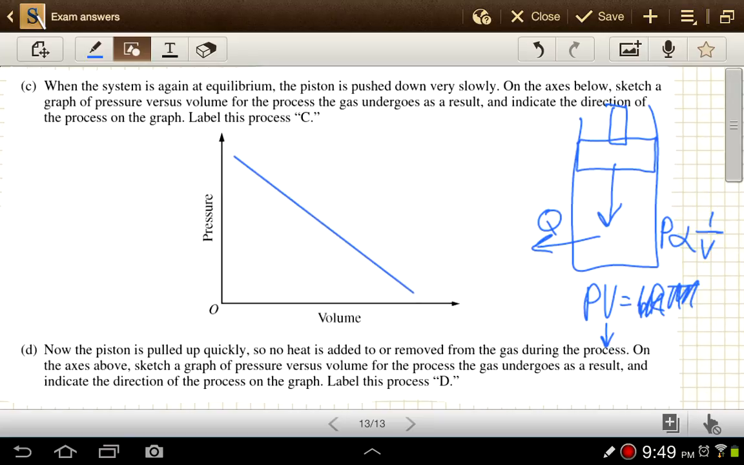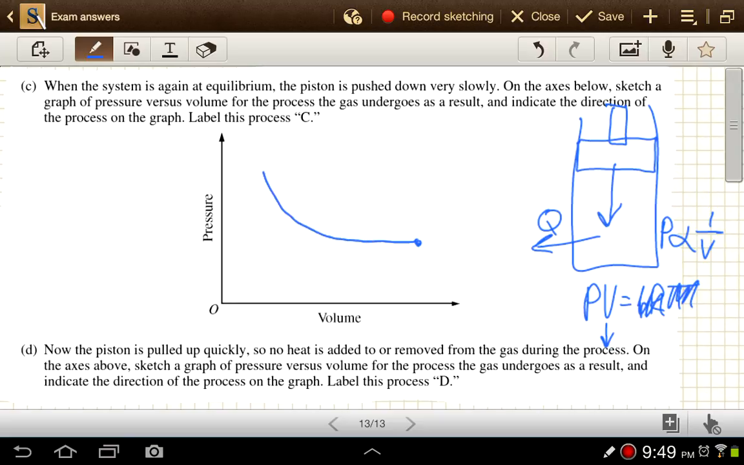That is not a graph showing an inverse relationship. That's showing a direct relationship just with a negative slope. So that's not it. An inverse relationship is going to look something more like this. And I'm going to draw it a little more carefully here. We're actually starting from some point over here, and we're decreasing volume, so I know I need to go to the left on this scale, and then we're going to have that inverse curve, something like that. And that is process C.